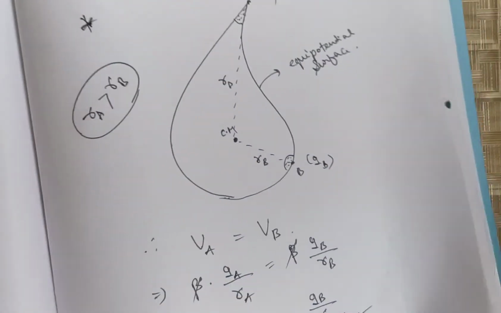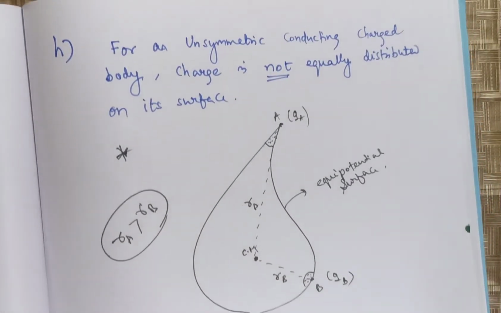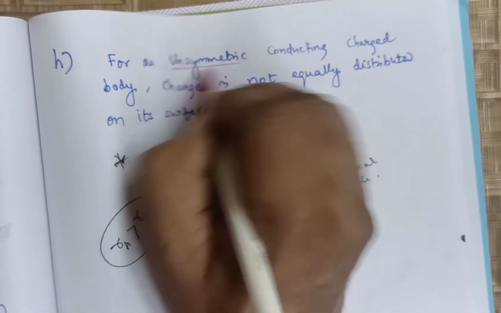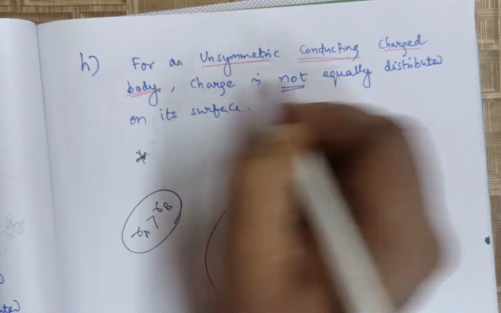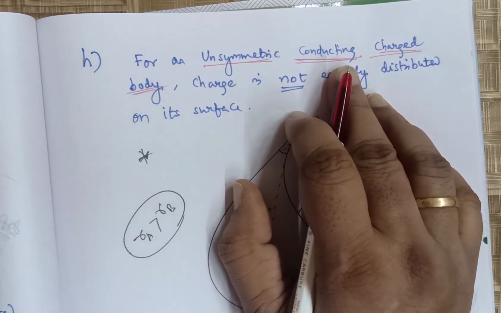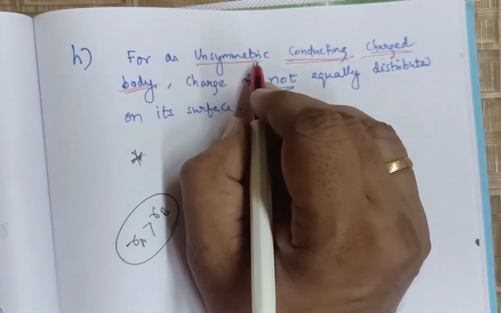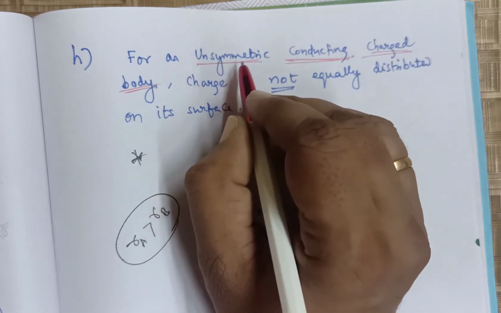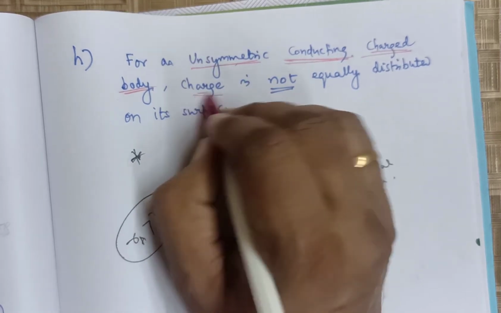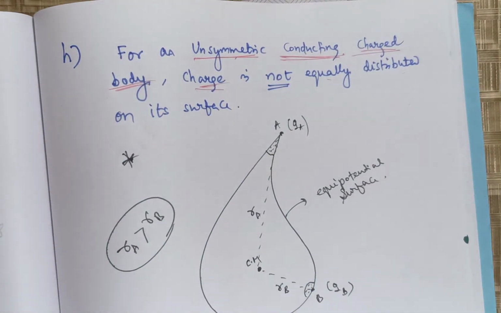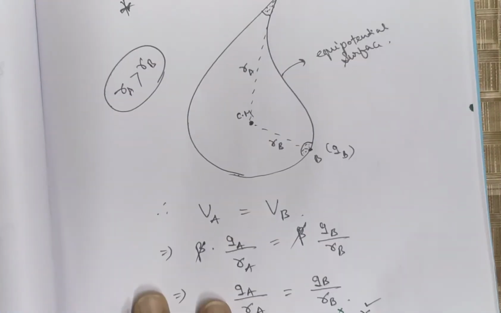Then there is the last point, for an unsymmetric charged conducting body. In the previous point, it was a symmetric conducting charged body, and this point is for an unsymmetric conducting charged body. Conducting charged body means charge resides on its surface, as in the previous point. And unsymmetric means the shape of the body is not symmetric with respect to the center of mass. If it is unsymmetric, then the statement says that charge is not equally distributed on its surface. How it is not equally distributed, we have to discuss.